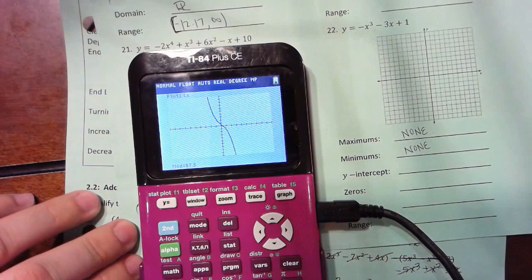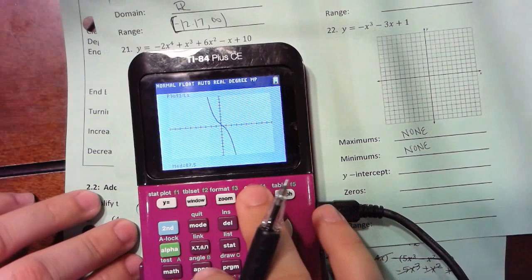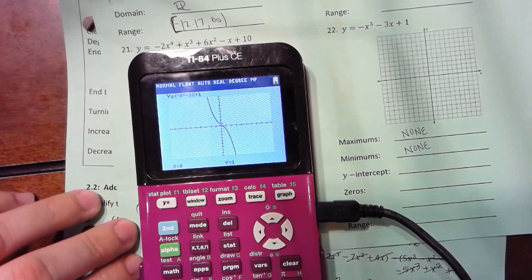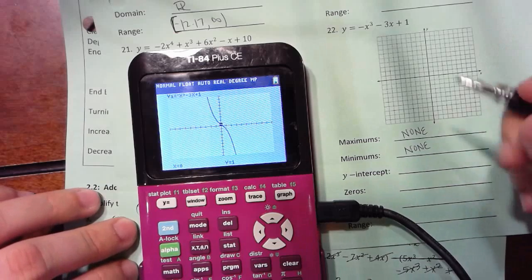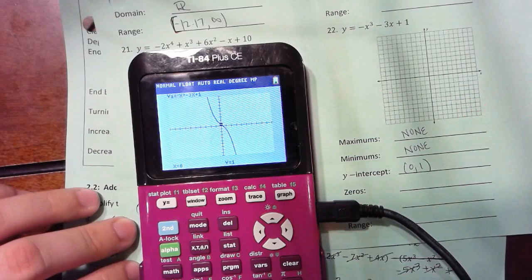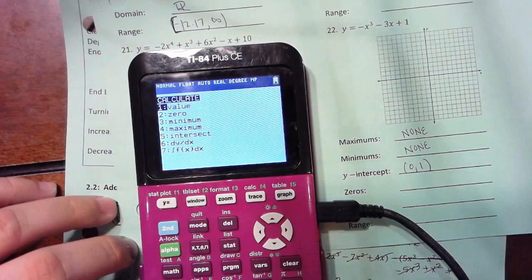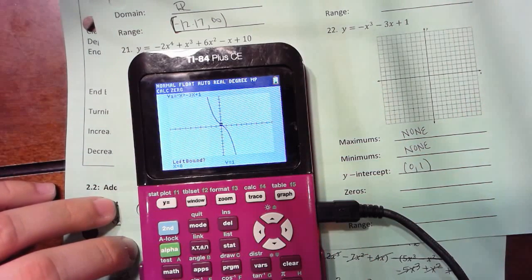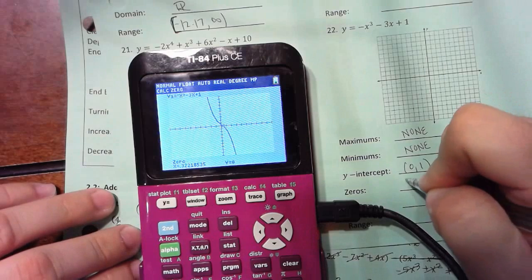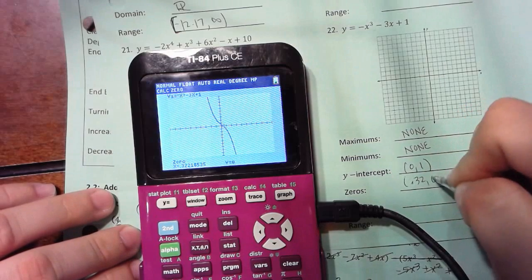Y-intercept. To find the y-intercept, I'm going to use the trace button. At x equals 0, y is 1. The zeros: calculate, zero. I'm on the left of the zero, I'm at the right of the zero. Guess, I never guess. 0.320.